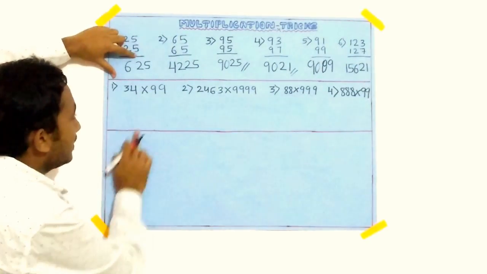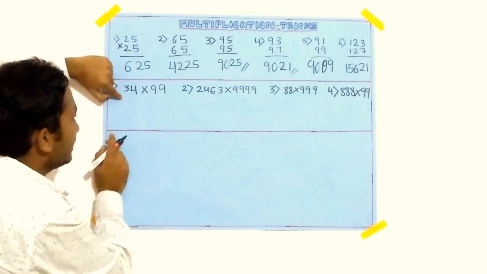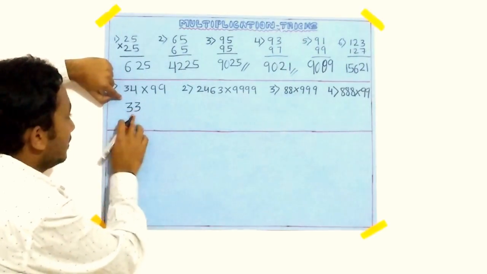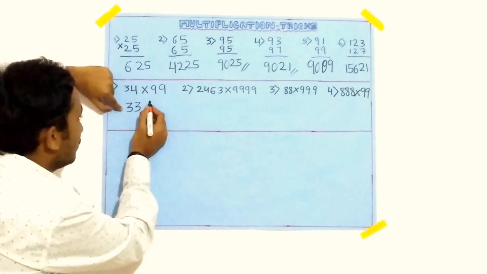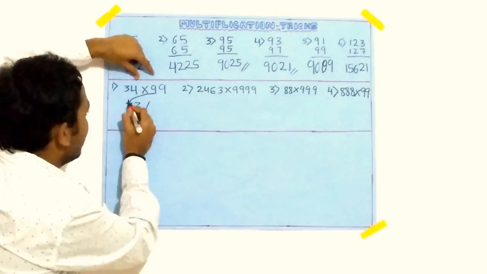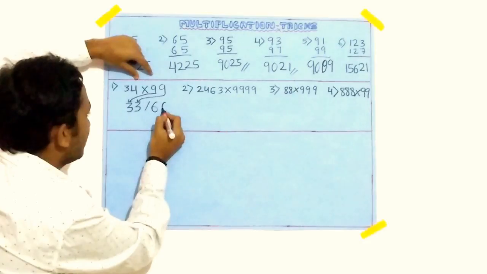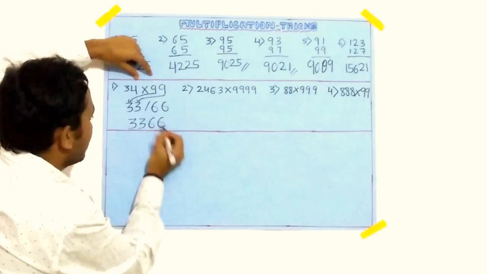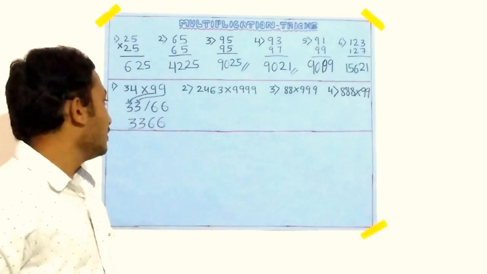Here 34 is there, 99 is there. So what we need to do: the number which is here, 34, we need to subtract 1 from it. That is 33. This is the first 2 digits of the answer. Then we need to subtract these 2 digits from 9. 9 minus 3 is 6. 9 minus 3 is 6. Our answer is 3366. So how much time does it take? Maximum it takes 4 seconds.